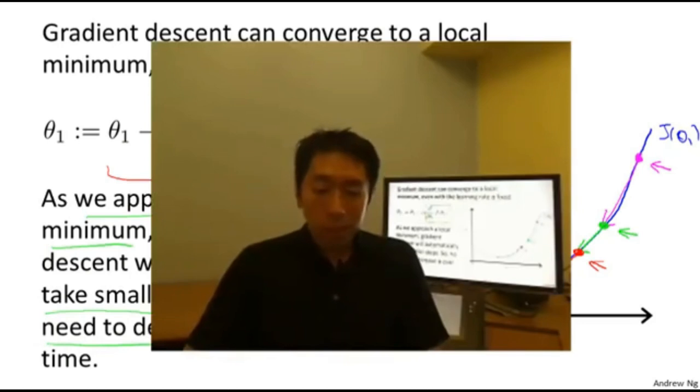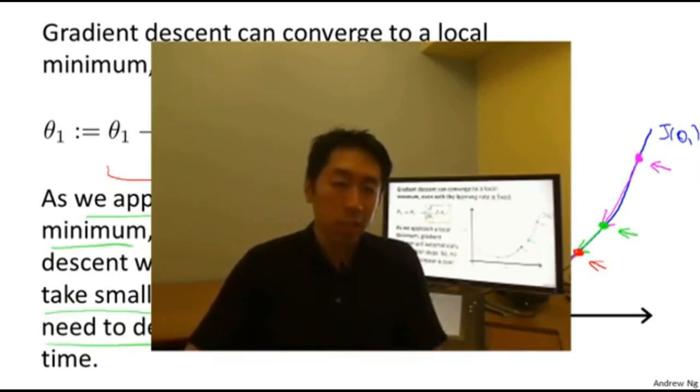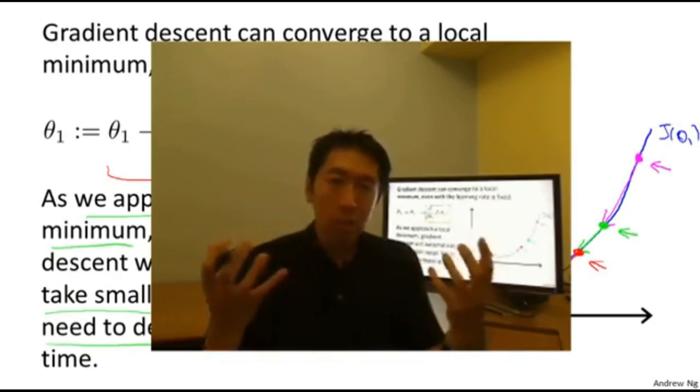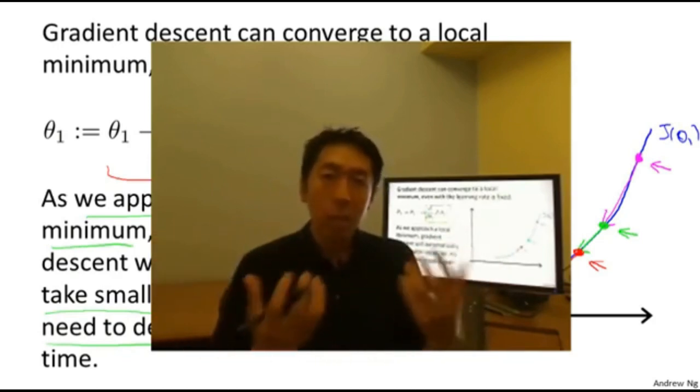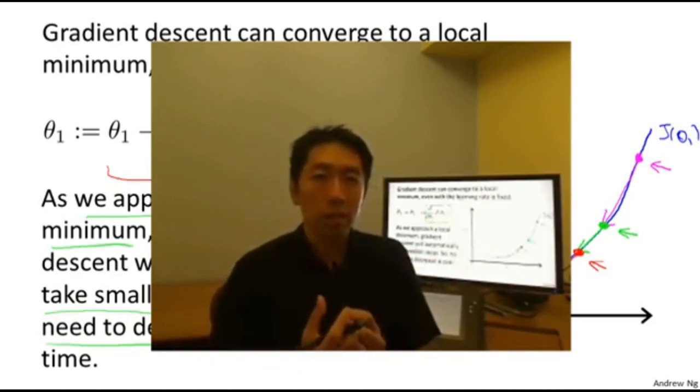In the next video, we're going to take the function J and set that back to be exactly linear regression's cost function, the squared cost function that we came up with earlier. Taking gradient descent and the squared cost function and putting them together will give us our first learning algorithm, our linear regression algorithm.